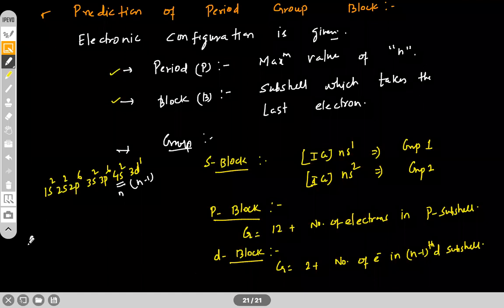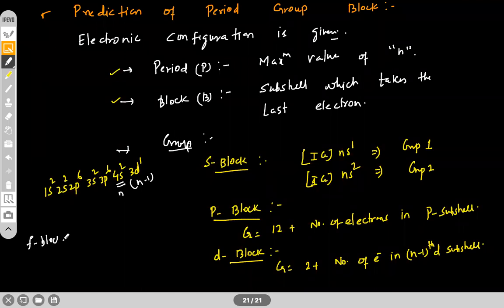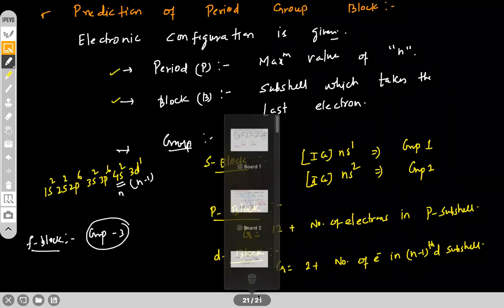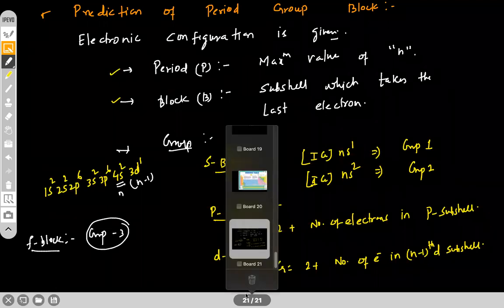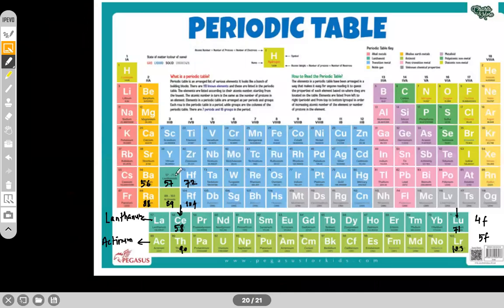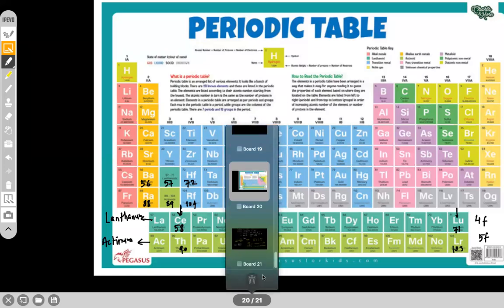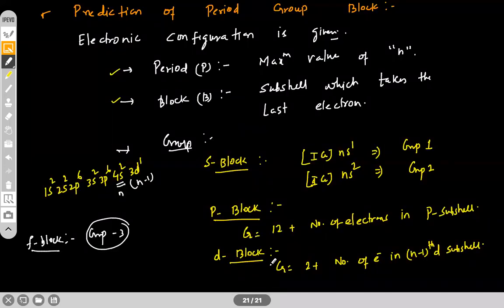If it is F block, write down this. For F block, the group is always 3. Always 3. Because you see this, again, the periodic table. This is the F block, right? And the F block is present here. You see this? Present here. This is the fourth one. And this is the third group we have here. F block, third group. So for F block, you don't have to do anything. If it is F block, the group is always 3. Copy this down.